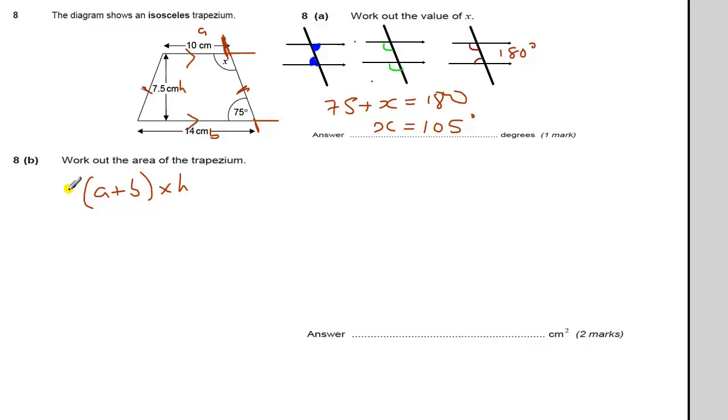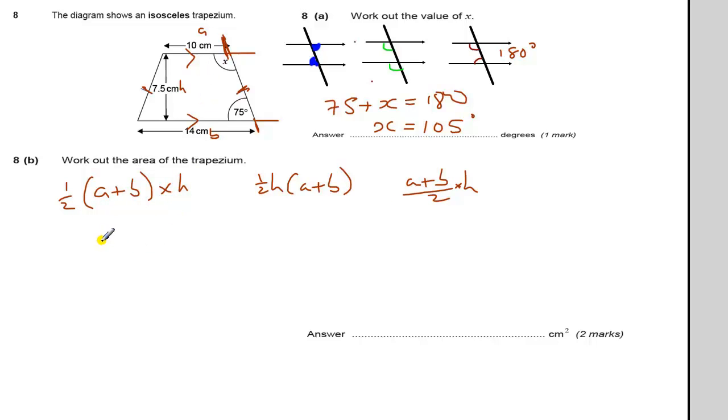Now the half can be written in all sorts of ways. Sometimes it's written on the front, sometimes we have like a half h, A plus B, or A plus B over 2 times h, all sorts of ways of doing this formula. But essentially we add the two parallel sides, times by the height, and then half it.